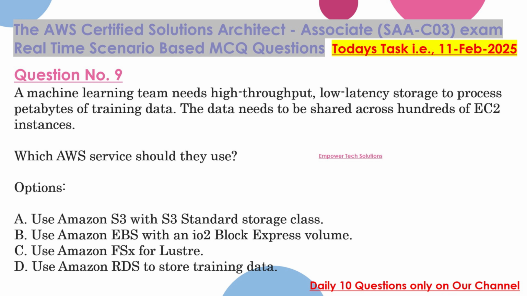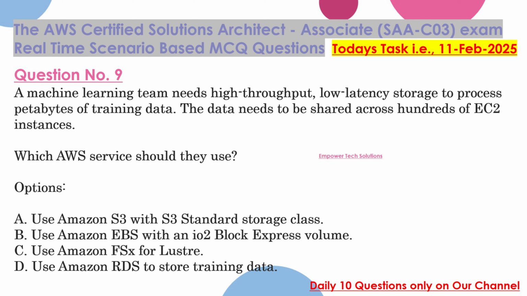Question 9. A machine learning team needs high-throughput, low-latency storage to process petabytes of training data. The data needs to be shared across hundreds of EC2 instances. Which AWS service should they use? Options: A. Use Amazon S3 with S3 Standard storage class. B. Use Amazon EBS with an io2 Block Express volume.